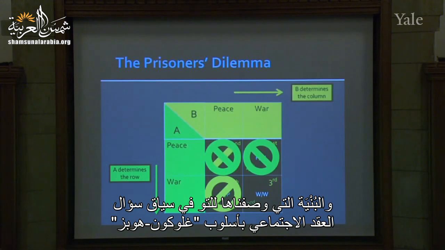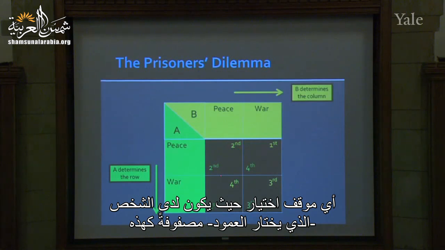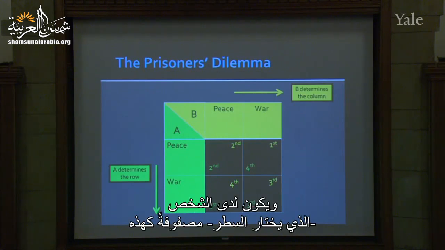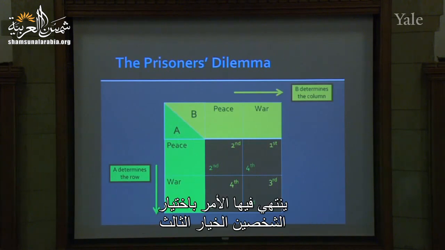Now, the structure that we've just described in the context of the Glaucon-Hobbes-style social contract question is, of course, a structure that emerges over and over again. Any choice situation where the person choosing the columns has an array like this, and the person choosing the row has an array like this, that is, any situation where there is asymmetric first and fourth choices and symmetric second and third choices, will end up stably putting people in a situation where they both end up with their third choice.